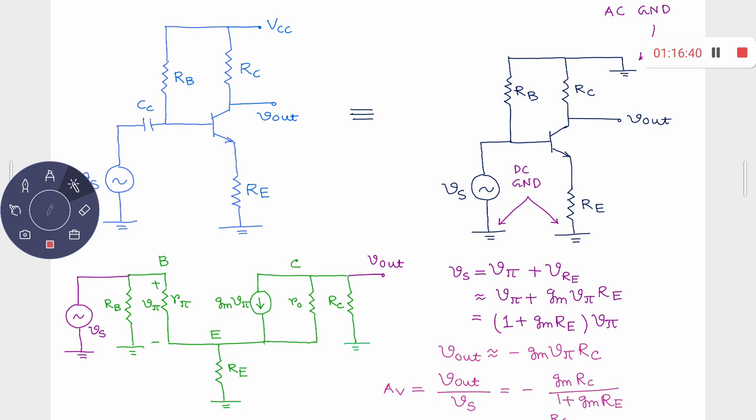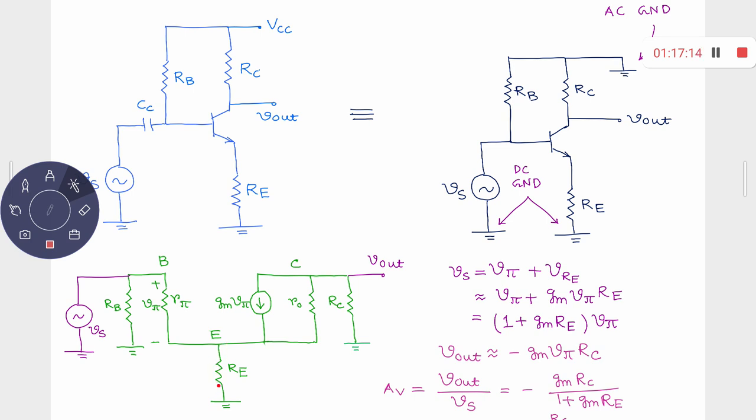Once again, our job is the same, finding out the ratio between Vout and Vs. So what is Vs? If I apply KVL, Vs is nothing but V pi, this voltage, plus this voltage, so Vs is equal to V pi plus VRE. What is that VRE? That means the current which is flowing through RE multiplied with RE. What is that current? Basically the emitter current.